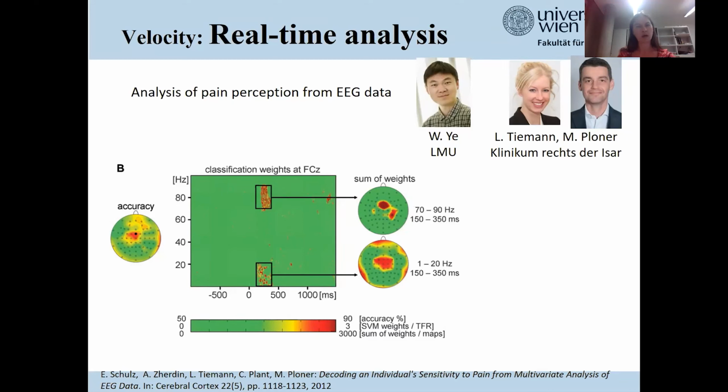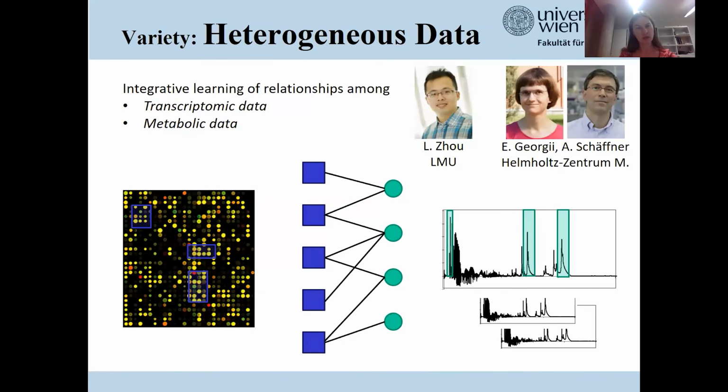And when you want to do a real-time analysis of the data, you need to have algorithms that really process data from real-time EEG just in milliseconds, since data are arriving at a tremendous speed. And also in medical applications, you often have the variety of data types that need to be integrated. For instance, transcriptomic data and metabolic data in order to get to a better understanding of diseases like schizophrenia. You want to find links between these different data sources.